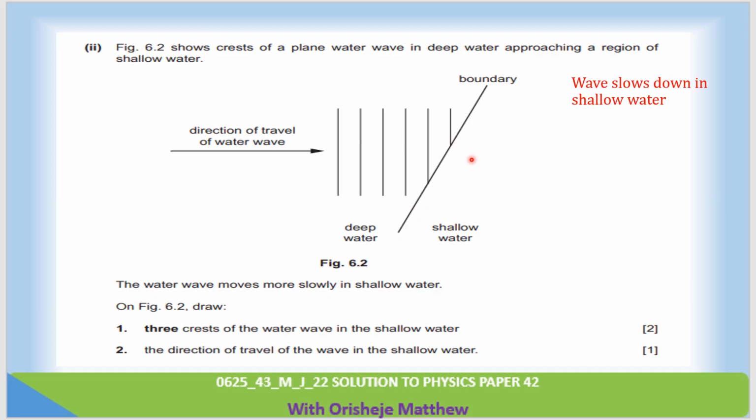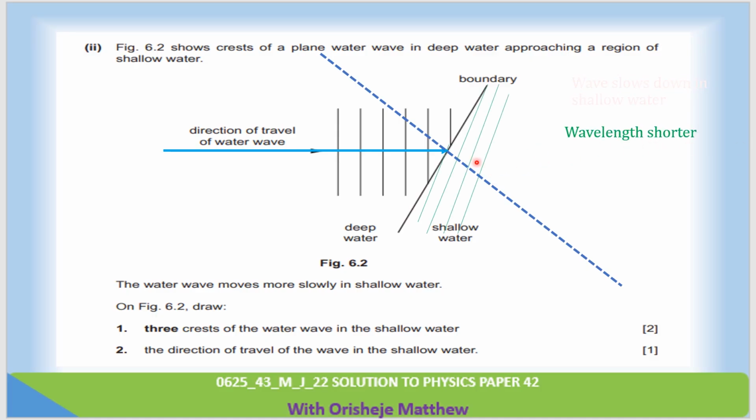So first of all, waves slow down in shallow water. So take note, it's already given to you here in the question. Draw 3 crests of the wave. So let's look at this. This is the direction of the incident wave coming. At this point, you draw your normal. Once it enters, this is the deep water, then this side is the shallow water. So take note, the wavelength will be shorter.